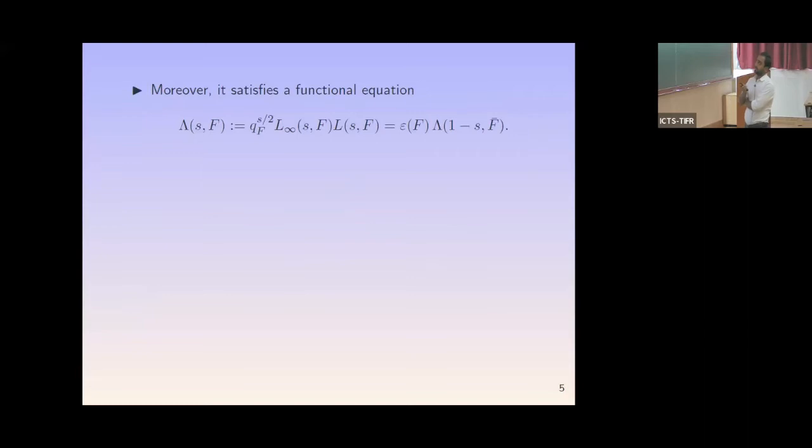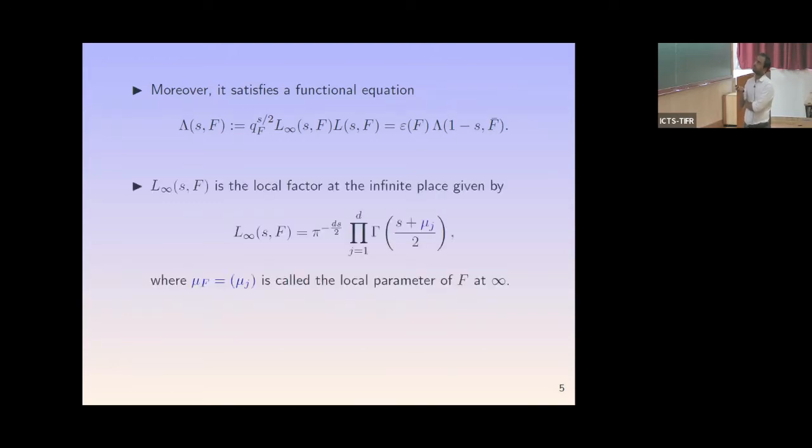Moreover, it satisfies a nice functional equation. Apart from having meromorphic continuation, it has a nice functional equation which says that you can relate the value s to the value 1 minus s. Here we have some factors. This Lambda(s, f) is called the completed L function. You just complete it by multiplying by L_infinity(s, f) times Q_f to the power s by 2. This L_infinity(s, f) is called the local factor at the infinite place, which is defined by the product of d many gamma factors.